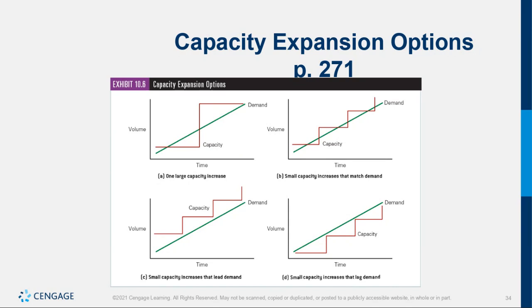B, top right, is a small capacity increases that match demand. That means as demand goes up, you slowly increase your capacity to try to match the demand. Bottom left-hand corner, the C part, is a small capacity increases that actually lead demand. In other words, you build it expecting them to come. You make small increases in your capacity, and then you expect the demand to eventually catch up and allow you to use that capacity. So an example might be you're slowly adding new machines, even though you don't need them, in anticipation that as your business expands, you'll be able to use those machines. And then the bottom right, D as in David, you have the small capacity increases that actually lag demand. So those are the four. So let's take a look at these.